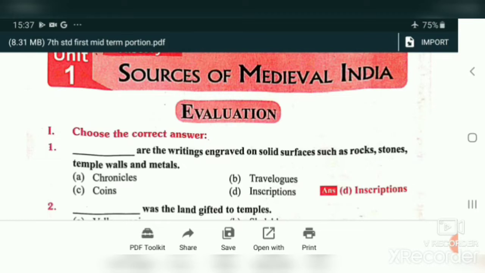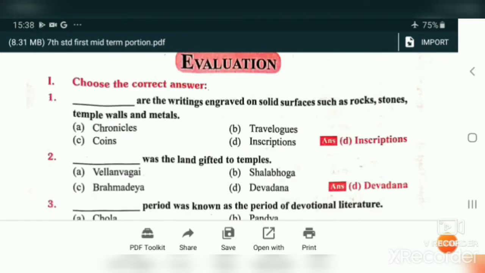Lesson 1 in History, Sources of Medieval India. We will go for one-word answers. Students, those who received the book, mark the one-word answers in your book. Those who do not have the book, take the notes in your notebook.